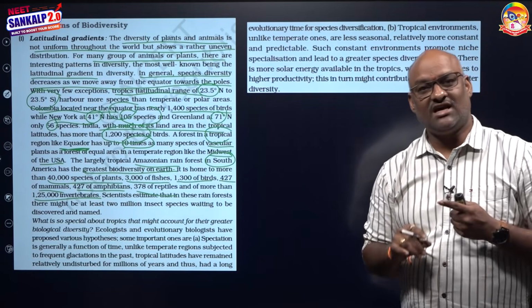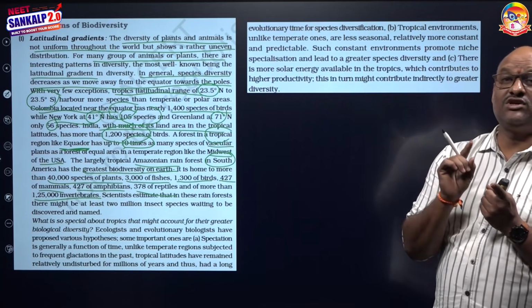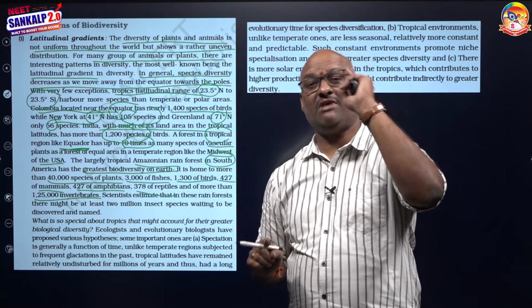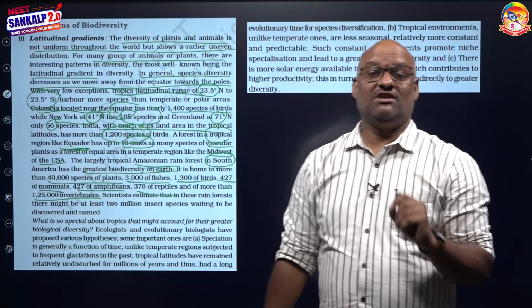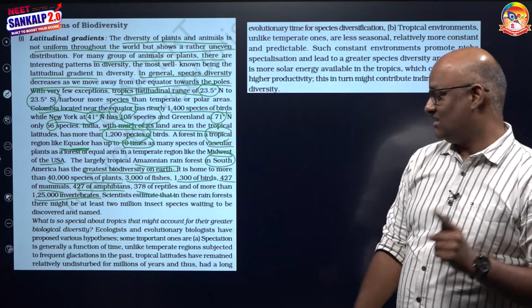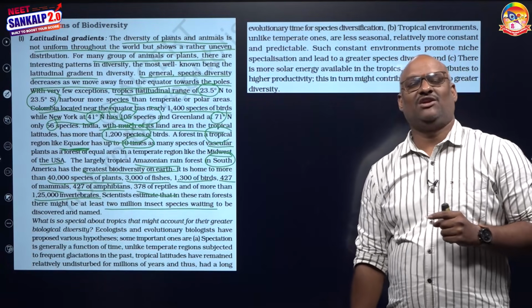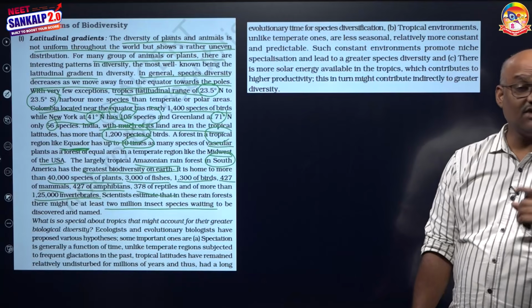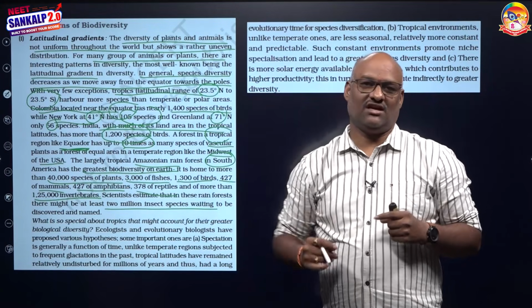Very interestingly, more than 2 million insect species are still waiting to be discovered in the Amazon rainforest.